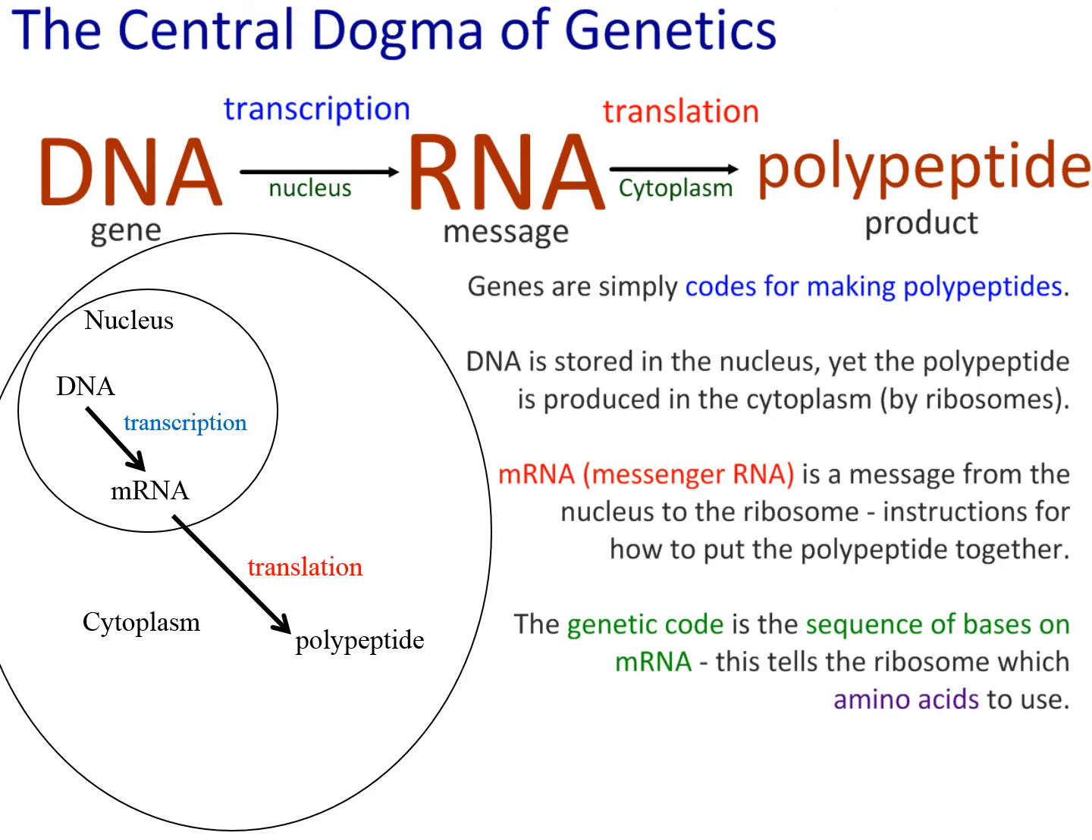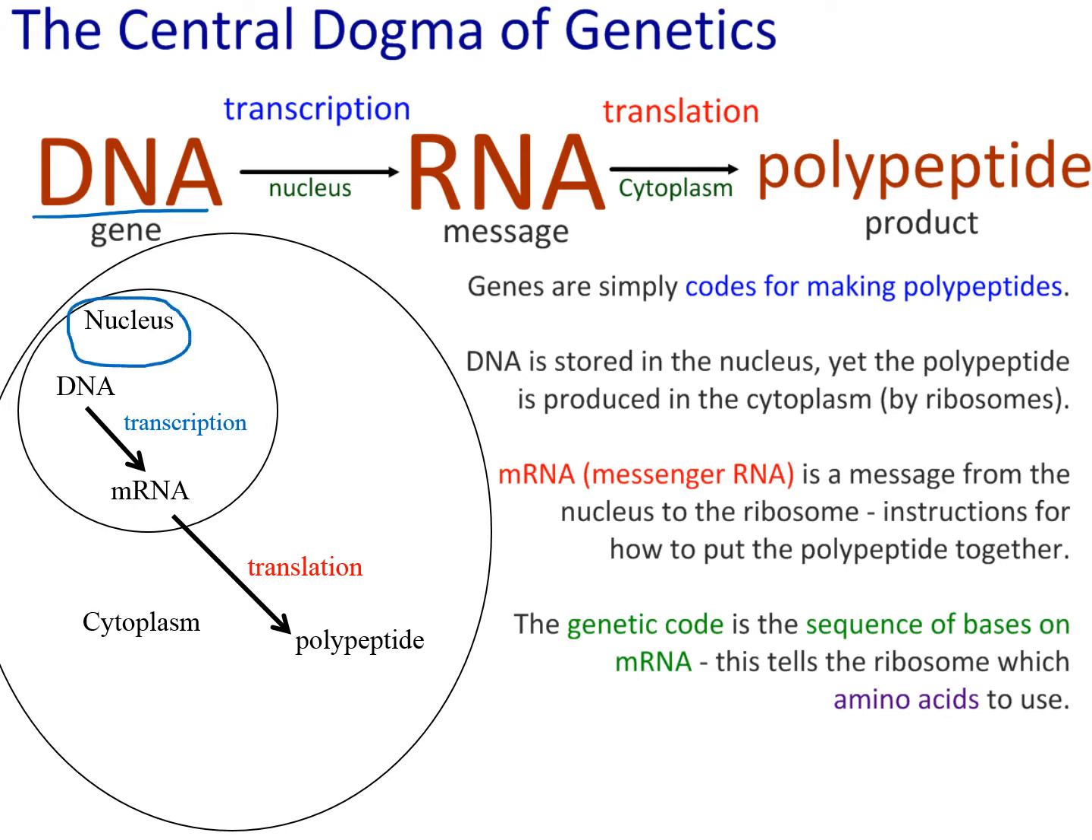The central dogma of genetics. So this is what we're going to be talking about this whole chapter. DNA, that is where we hold genes. So the genetic information is held in DNA, stored in DNA. And DNA is in the nucleus. So this down here is a very simplified version of the cell.